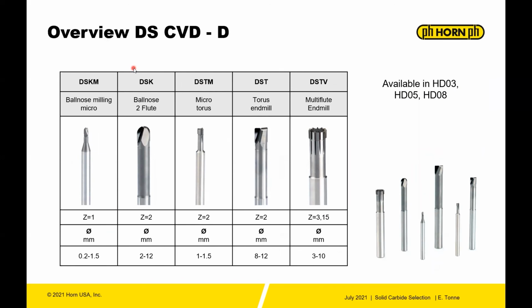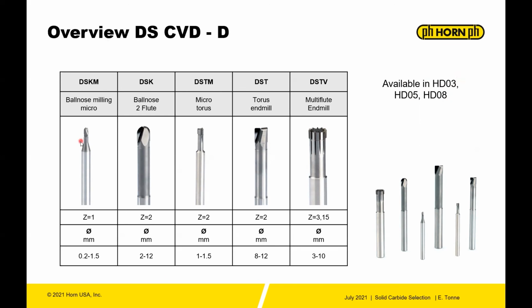You also, the DS line, as mentioned, this is for non-ferrous alloys. This is a CVD-D diamond tipped. So CVD-D is a very high purity diamond because it's just like the CVD process you use for coating, but you're depositing diamond in different thicknesses. That's what the different grades are. HDO3 is 300 micron, HDO5 is 500 micron thick, and HDO8 is 800 micron thick.